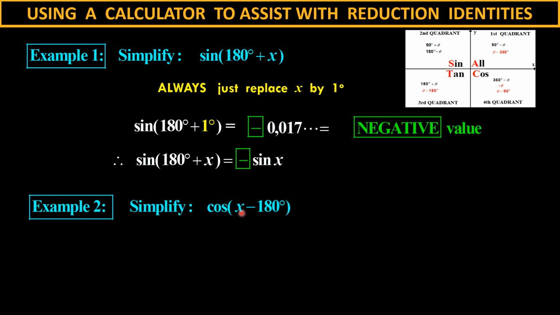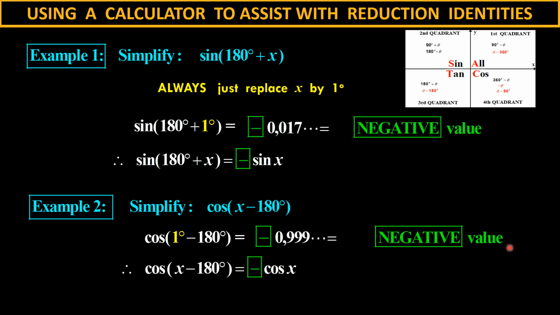Let's take a second example. We're going to make x a 1 again. Cos of 1 minus 180, and you see on your screen negative 0 point something, so it's a negative value. So if I reduce cos of x minus 180, it becomes negative, and when I drop the 180, it becomes negative cos of x. Let's just verify: x minus 180 is in the third quadrant, and cosine, you can see, is negative in the third quadrant.